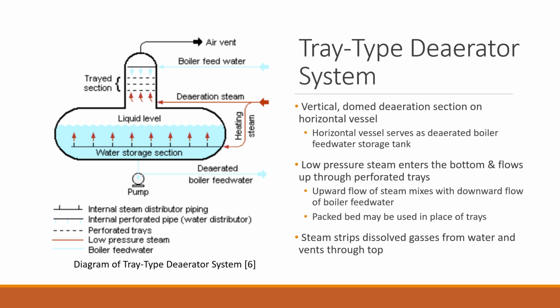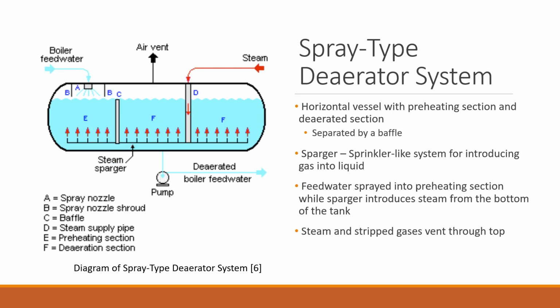A packed bed may be used in place of trays as needed for the system, but it's far less common than these perforated trays. Next, we have a spray type deaerator system. As you can see to the left here, it's a horizontal vessel with a preheating section and a deaerated section. These two sections are separated by a baffle, which, if you're unfamiliar with what a baffle is, is just a separator used in a vessel or heat exchanger to direct the flow of a fluid.